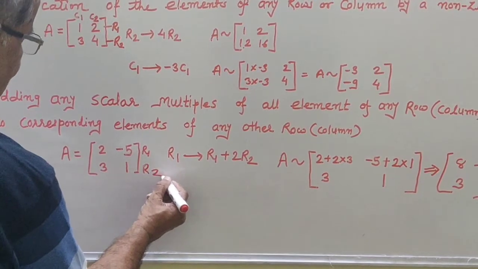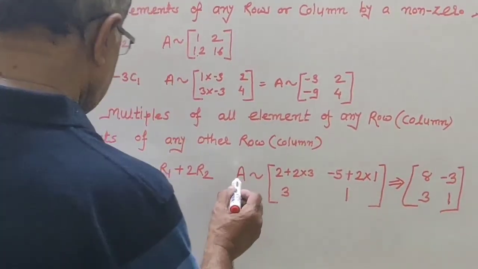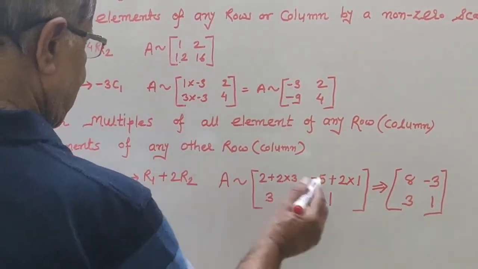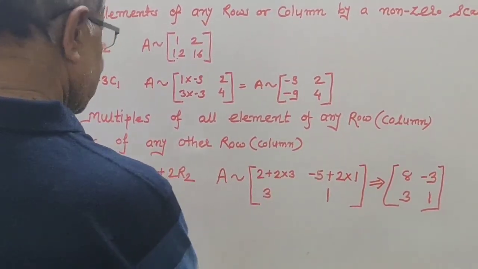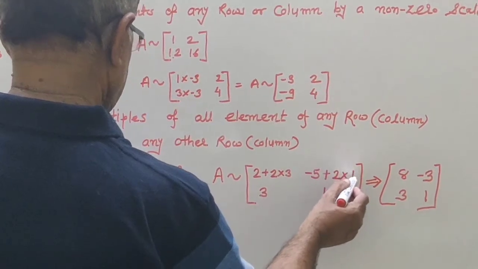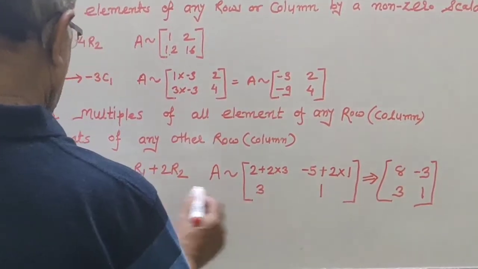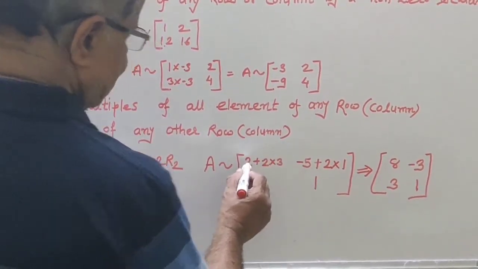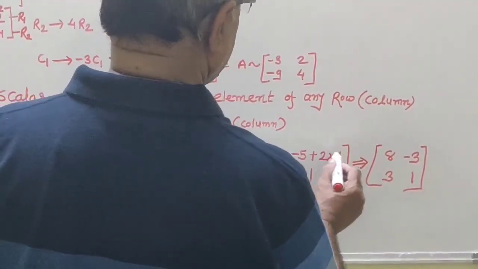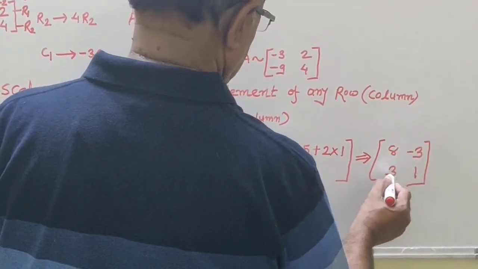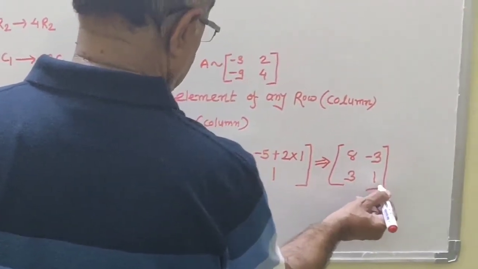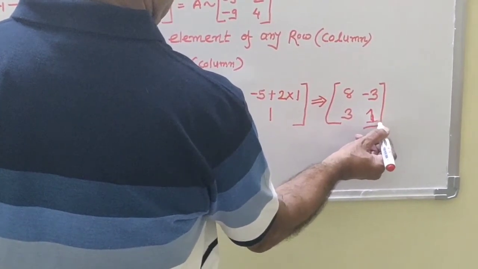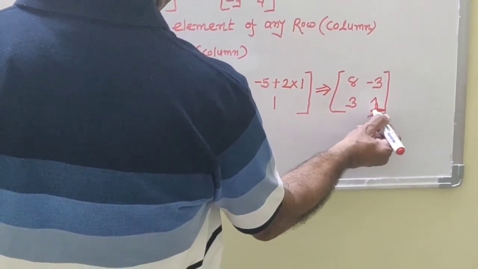Okay. Now the A equivalent will come to be 2 plus 2 into 3. R2 is 3 here. And the R1 operation is minus 5 plus 2 into 1. And R2 will remain the same, 3 and 1. So 3 into 2 is 6, 6 plus 2 is 8, and 2 into 1 is 2, minus 5 plus 2 is minus 3, then 3 and 1. Now these are the important properties which are applicable in solving the problems of the first exercise.